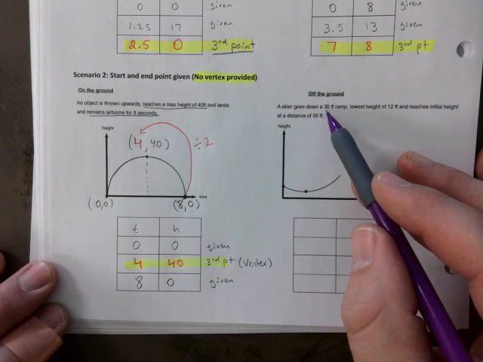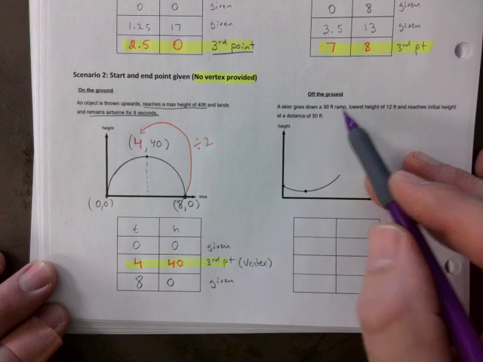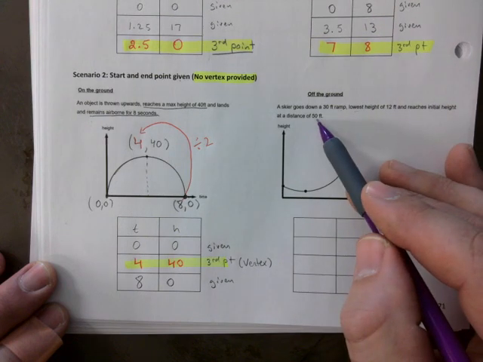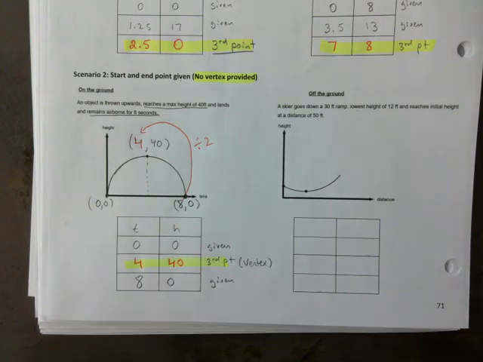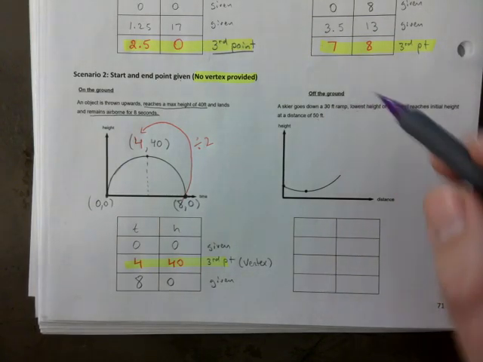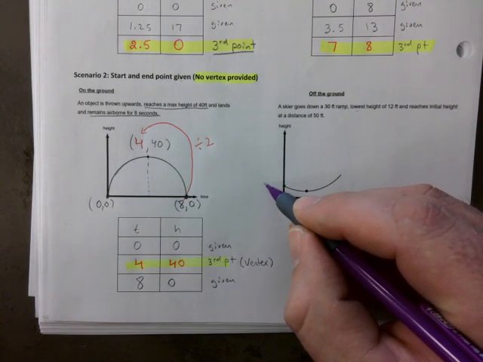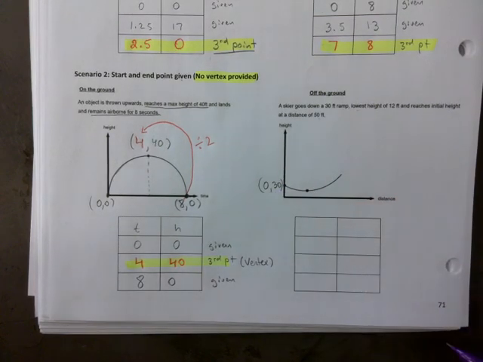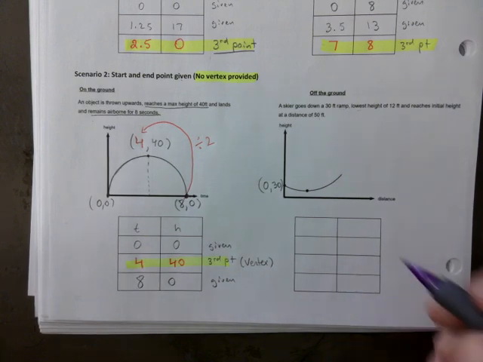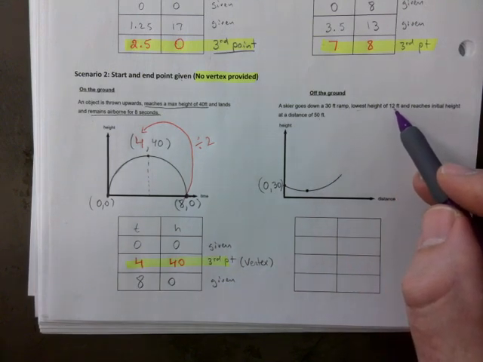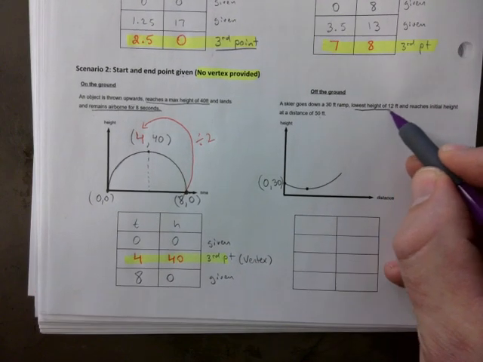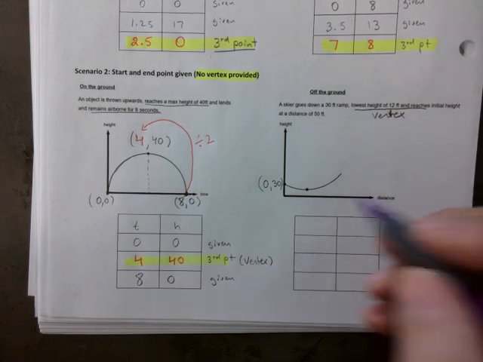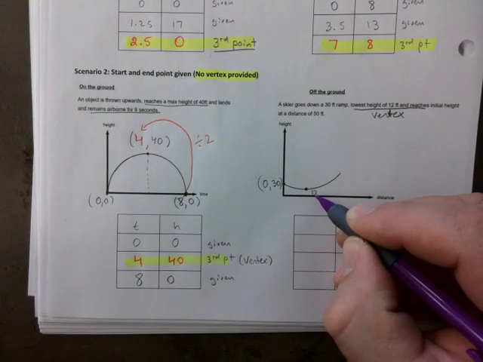The skier goes down a 30-foot ramp, lowest height of 12 feet, and reaches the initial height at a distance of 50 feet. Whoa, what's happening there? Well, it goes a 30-foot ramp. That would be this one here. So at a distance of 0, you are at a height of 30 feet. Then it says the lowest height is 12 feet. This is the part of the vertex.